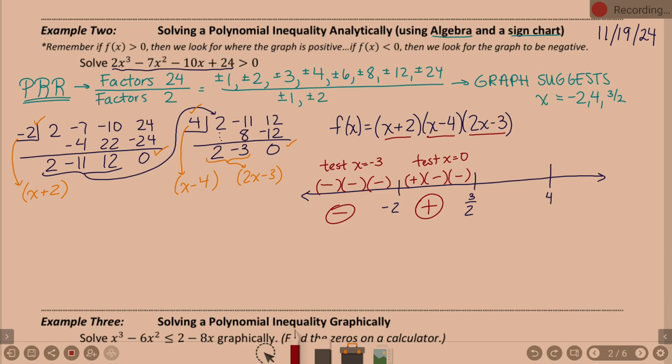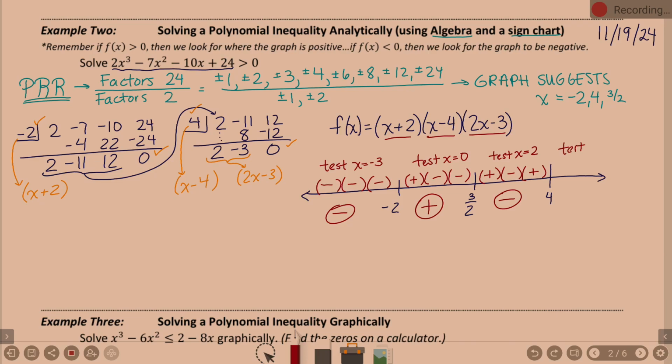Pick a number between 3/2 and 4. 2. And it's not that you have to write down what number you're testing. You don't have to write that down at all. I'm just writing it down as these are our notes. This might be helpful when you go back and figure out what the heck did I do. So, if we use 2: 2 plus 2 is a positive. 2 minus 4 is a negative. 2 times 2 minus 3 is a positive. 2 positives multiplied by a negative is a negative.